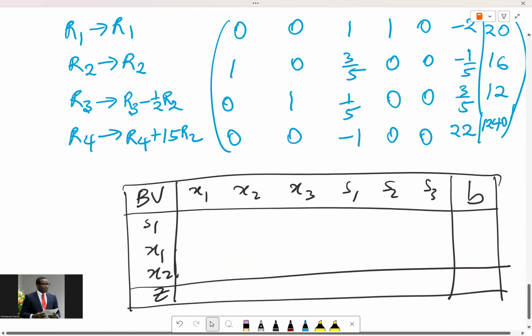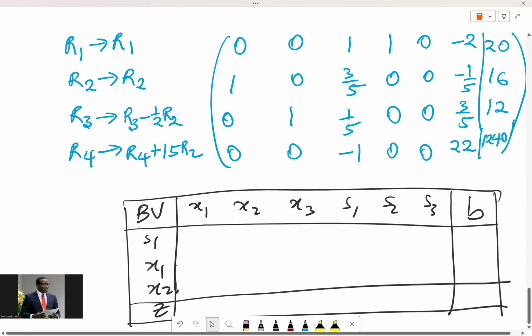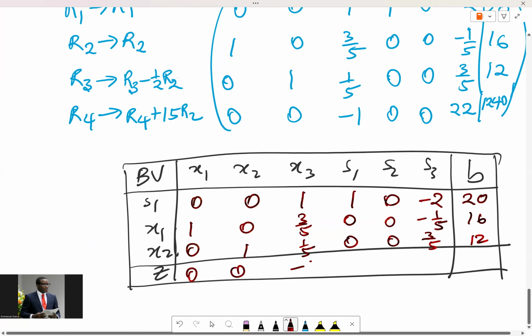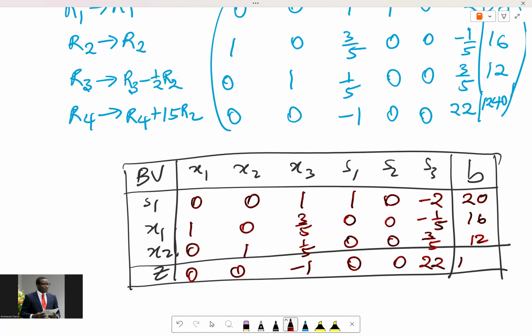So what do we get? So S1, we just put all the values. So this is 0, 0, 1, 1, 0, minus 2, 20. Then this is 1, 0, 3 over 5, 0, 0, minus 1 over 5, 16. Then here we have 0, 1, 1 over 5, 0, 0, 3 over 5, 12. Then in the Z row, we have 0, 0, minus 1, 0, 0, 22, 1240. Okay, that's what we have there.